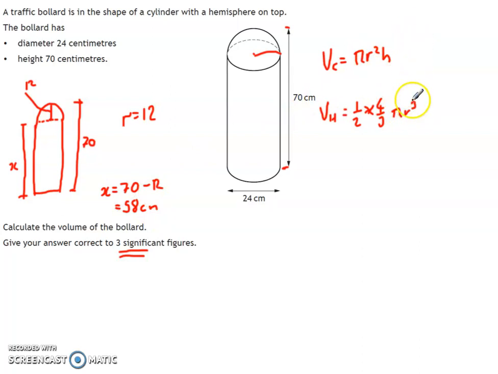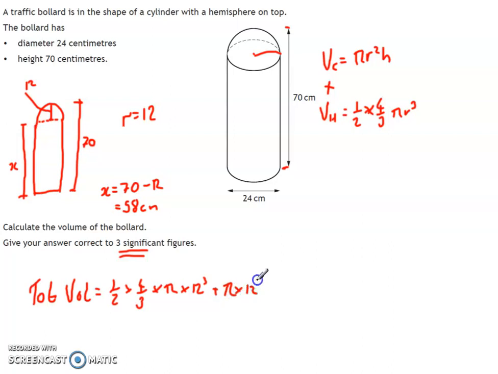So now I have all the information, I can just plug the formula in, and I know then that for my total, I add them. So I know at this point that my total volume is going to be equal to the volume of the hemisphere, so a half times 4/3 times pi r cubed, but in this case the r is the 12, so it's times pi times 12 cubed. We then add on the volume of the cylinder, which is given by pi r squared, so in this case pi times 12 squared times the newly calculated height of my cylinder, which is 58 centimetres.